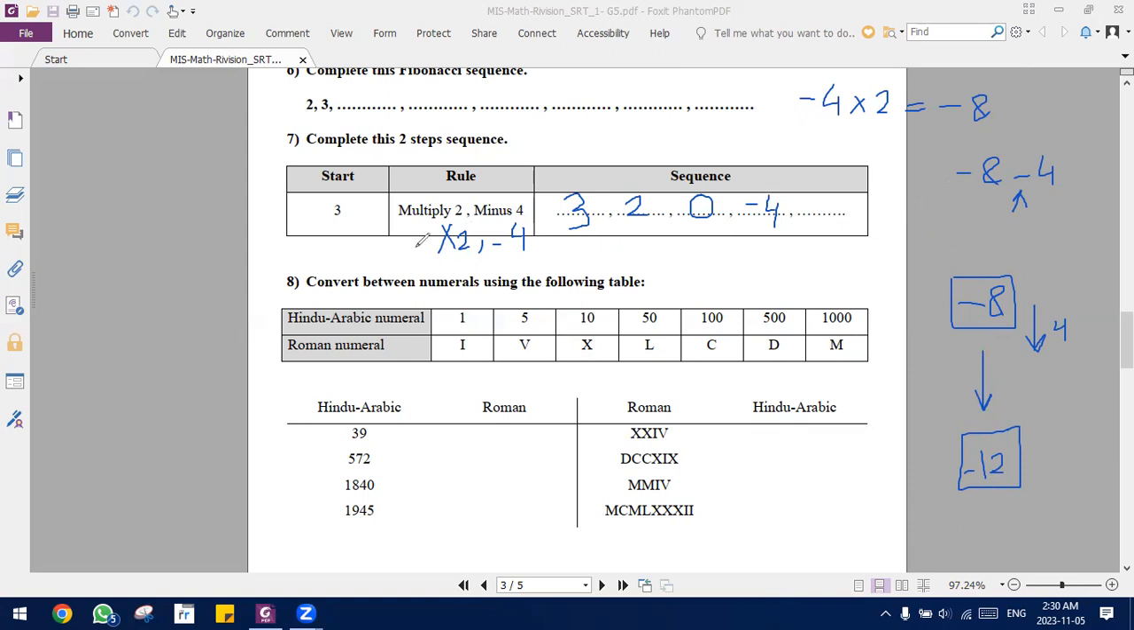So minus 4 times 2 again, it's minus 8, and then minus 8. If I subtract 4, it will be minus 12.